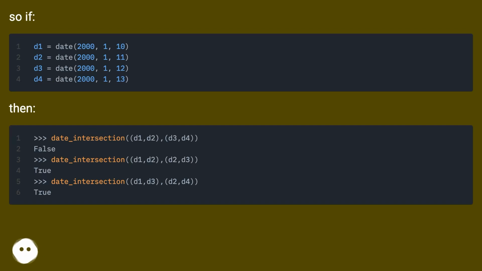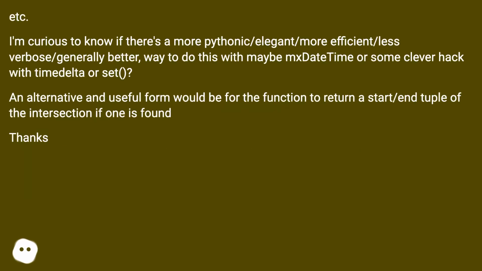So if, then, etc. I'm curious to know if there's a more Pythonic/elegant/more efficient/less verbose/generally better way to do this with maybe datetime or some clever hack with time delta or set. An alternative and useful form would be for the function to return a start/end tuple of the intersection if one is found. Thanks.